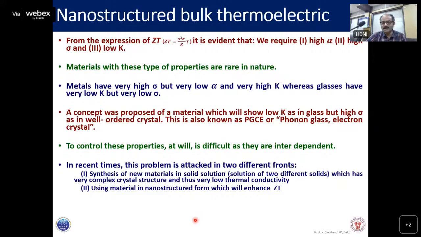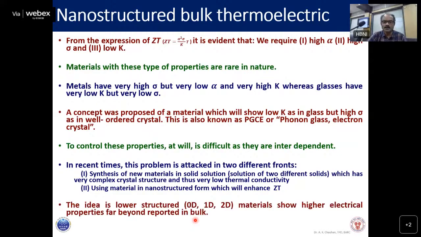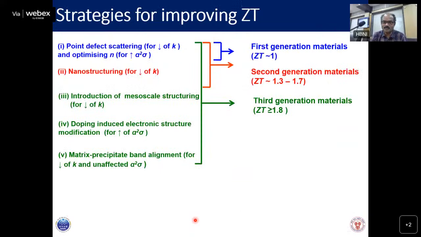Another way is that you do nanostructuring. You make very fine powders of those materials, and just by making nanostructures, it will enhance the ZT value. So the idea is lower structured, 0D, 1D or 2D materials. They show high electrical properties as reported in the bulk.